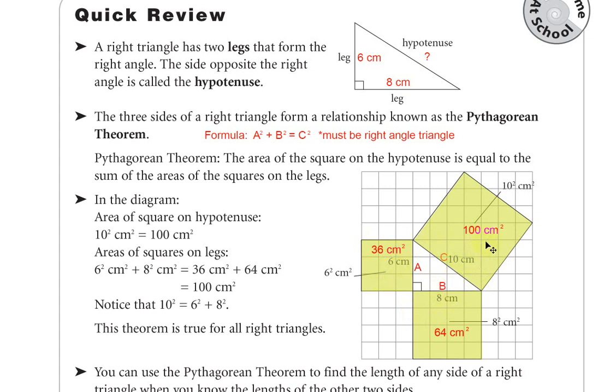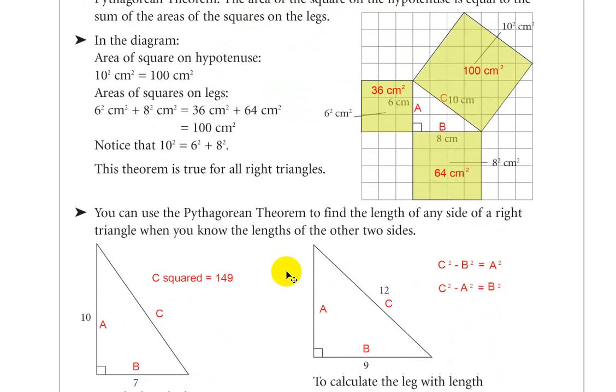It also works in the other direction. If I know c, I know the hypotenuse, and I only know one leg, c squared minus, so 100 minus 64 is going to equal a squared. So 100 minus 64 is 36. Square root of 36 is 6. Okay, so it works in any direction. You can put a squared plus b squared equals c squared, or c squared minus a squared is going to equal b squared. Okay, so let's look at an example there.